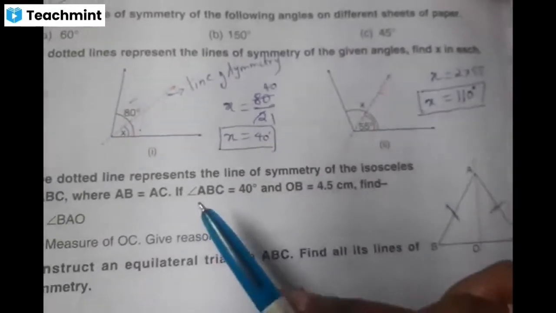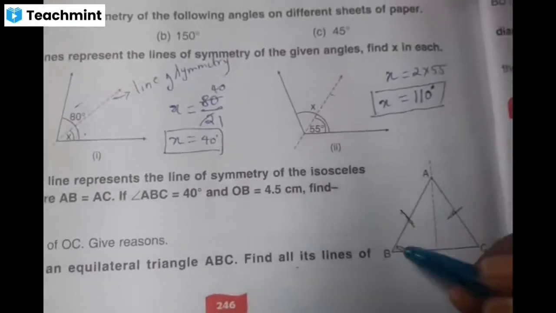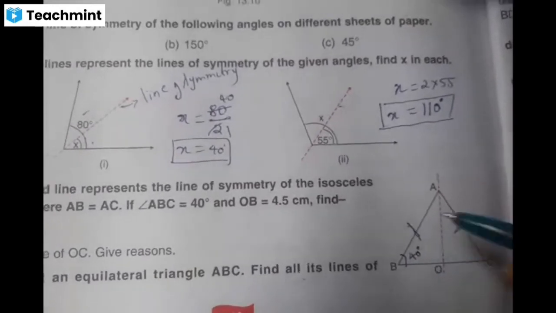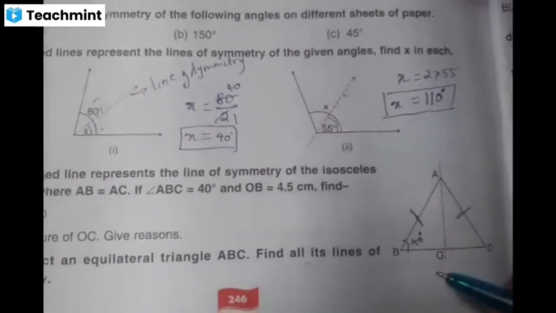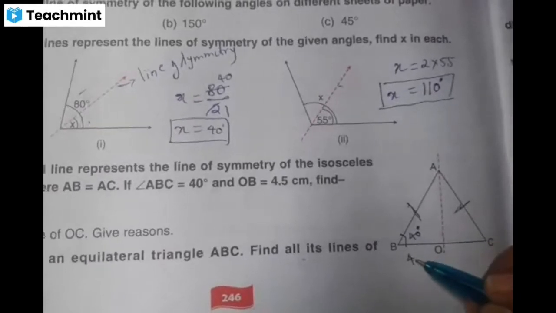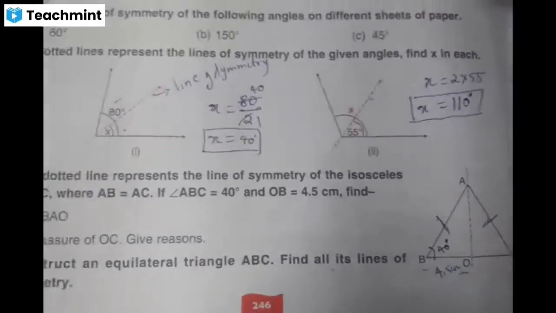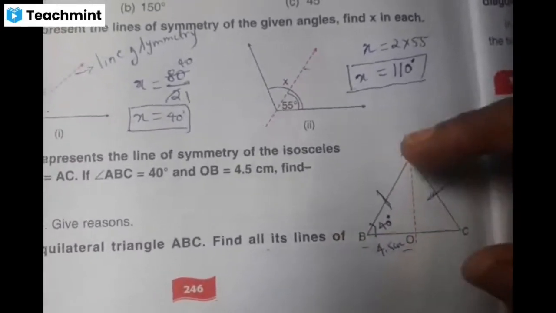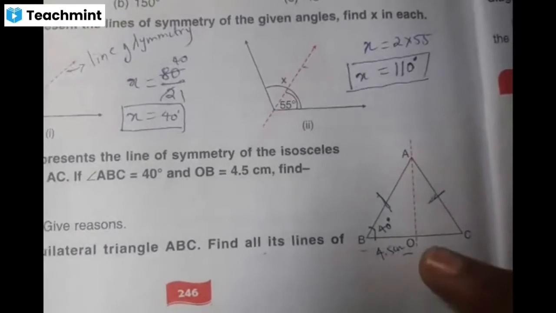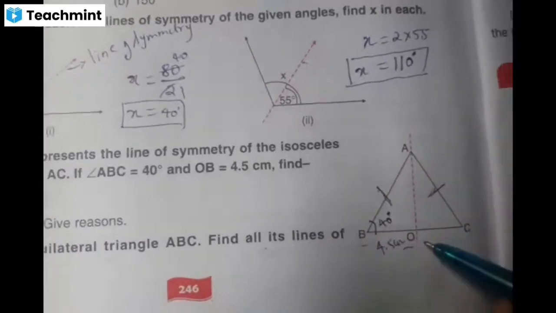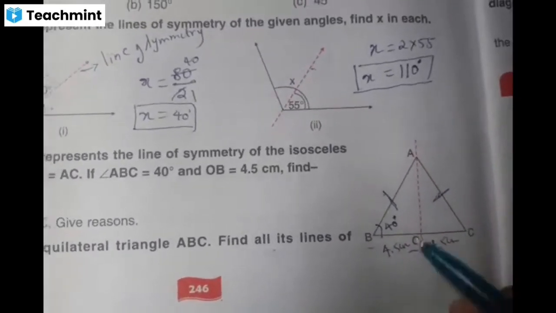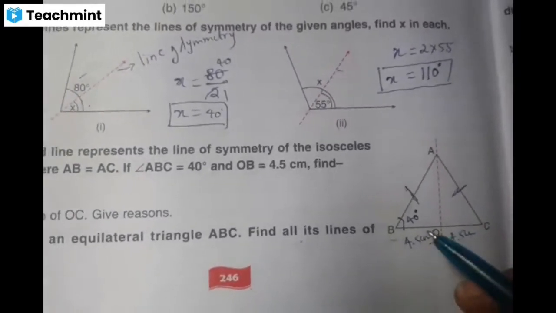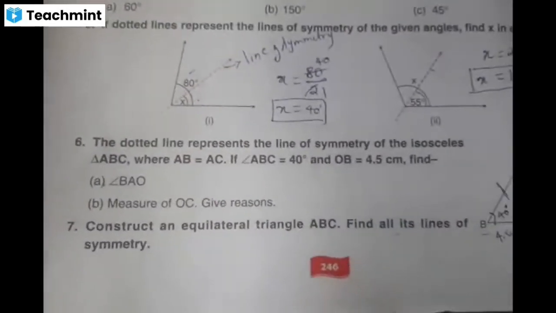Now, we have to find, if angle ABC, that means angle B, is equal to 40 degree and OB is equal to 4.5 centimeter. Only this part is given. So, if this is the line of symmetry, we can conclude that if OB is 4.5, how much will OC be? OC will also be 4.5 centimeter because this line of symmetry divides, isn't it? Then find angle BAO.